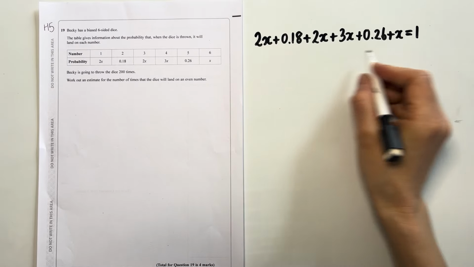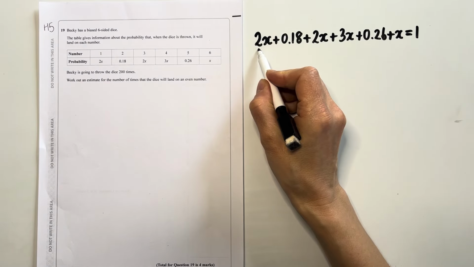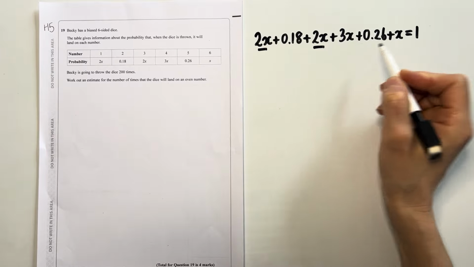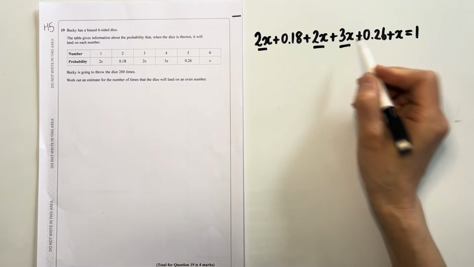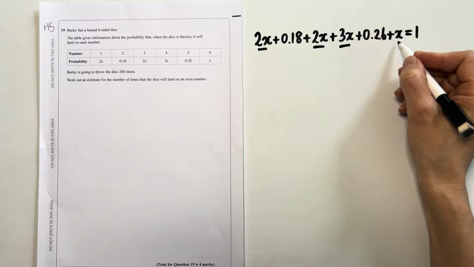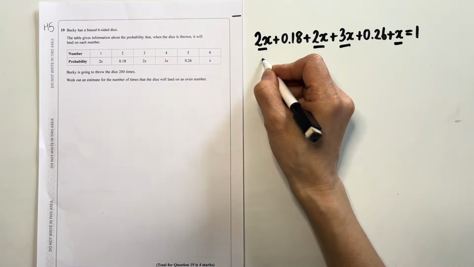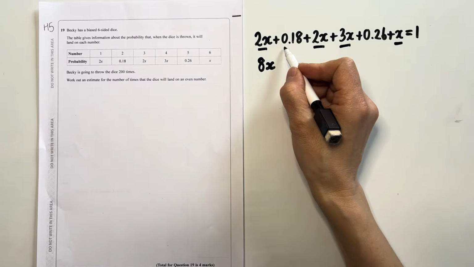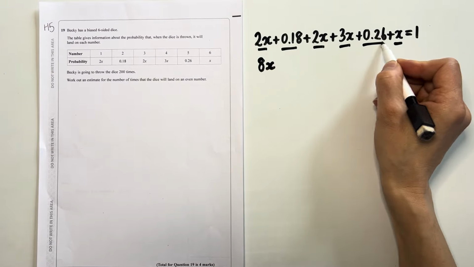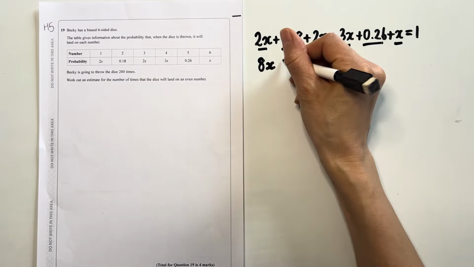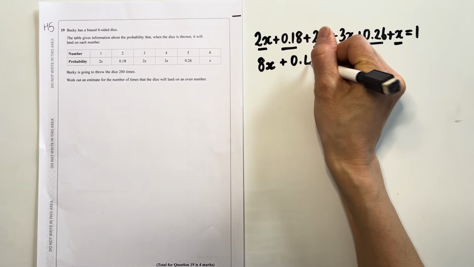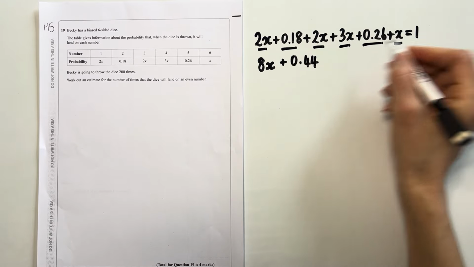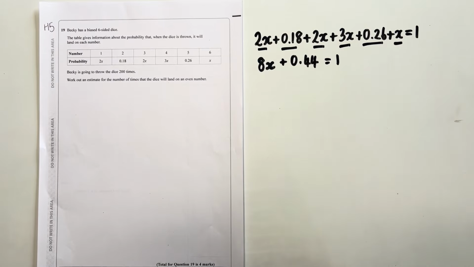We can then simplify the terms, so we can see we've got 2x plus another 2x, which is 4x, plus 3x, which is 7x, plus another x, so we've got 8x all together. We can then add the 0.18 and the 0.26, which means we add in 0.44, and that is going to equal 1.